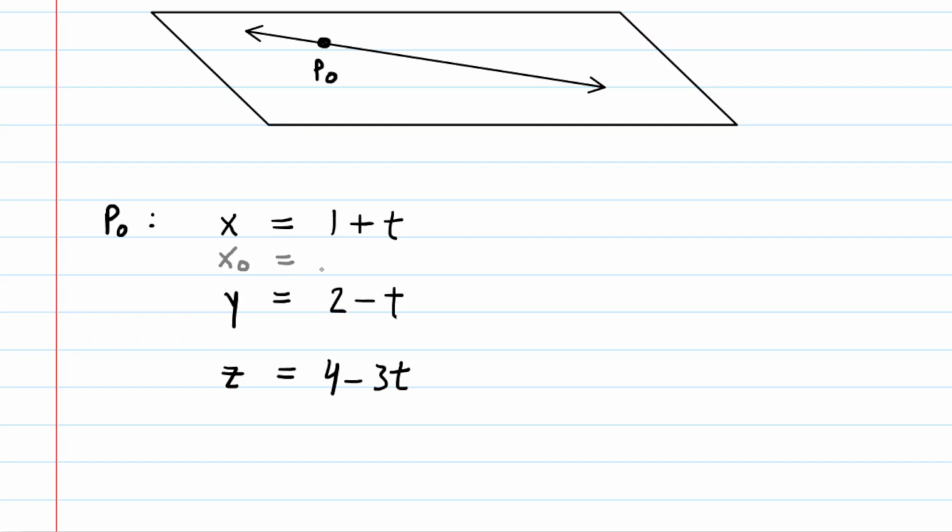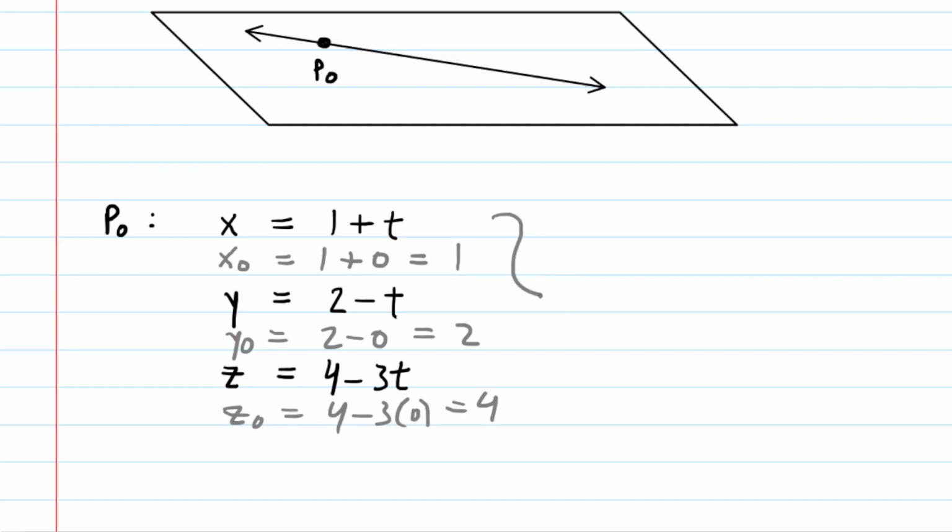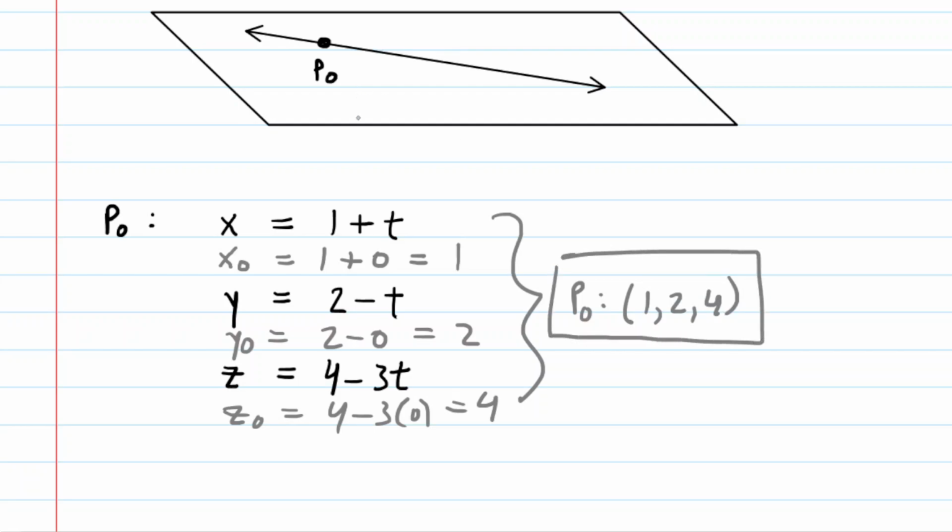So for x0, we're going to have 1 plus 0. Remember, we're substituting 0 in for t. This equals 1, of course. And then for y0, we're going to have 2 minus 0, giving us 2. And then for z0, we're going to have 4 minus 3 times 0, which simplifies to 4. So gathering all that into one point, we know that our point, P0, will have coordinates 1, 2, 4. So that's the first piece of information we need to get the equation of that black plane.